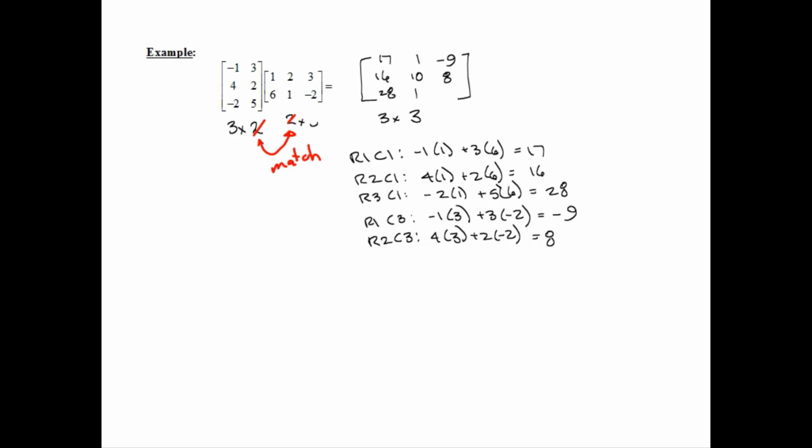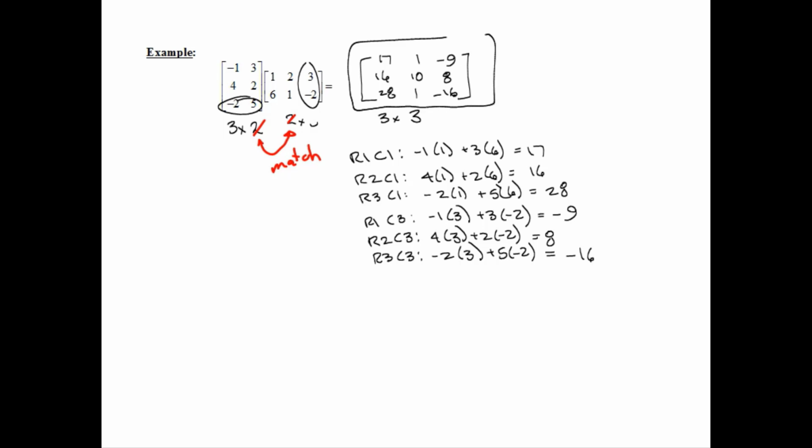And then let's last do row 3, column 3. Here's row 3, here's column 3. So -2 times 3 plus 5 times -2. -10 minus 6 is -16. So here is our result of our multiplication.